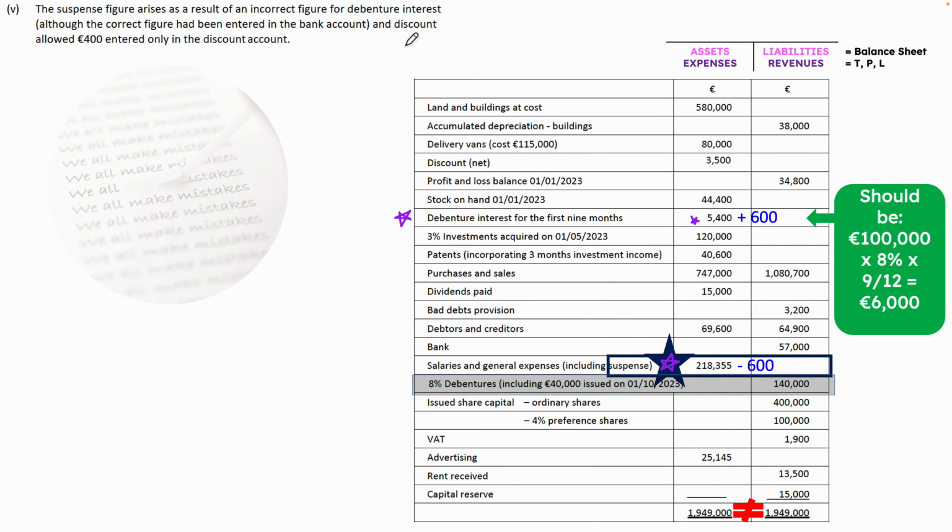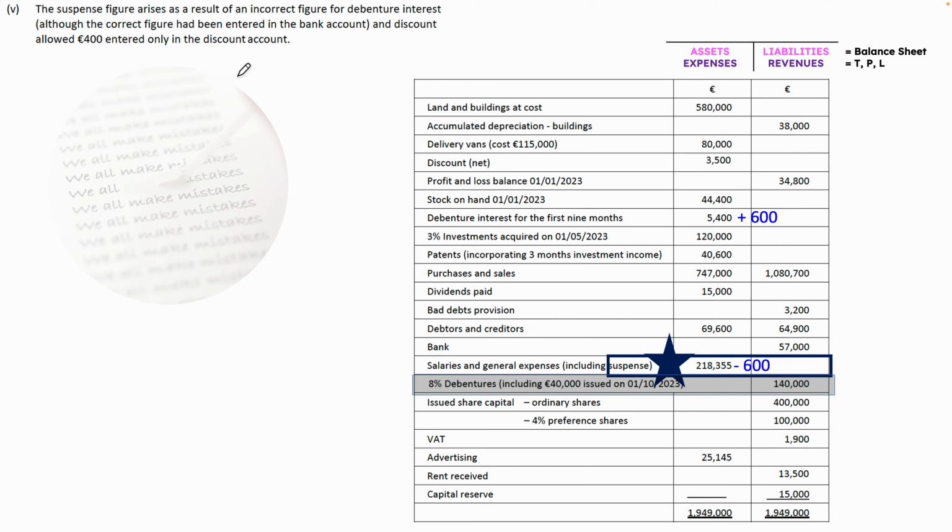Okay, second mistake, discount allowed 400 entered only in the discount account. Right, so who do we give a discount to? Discount allowed.